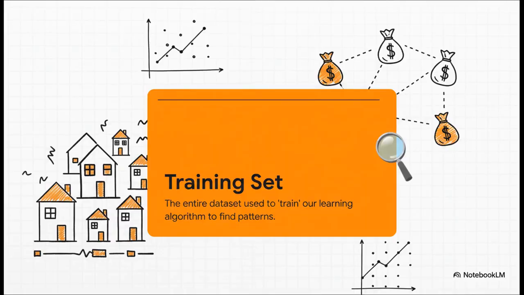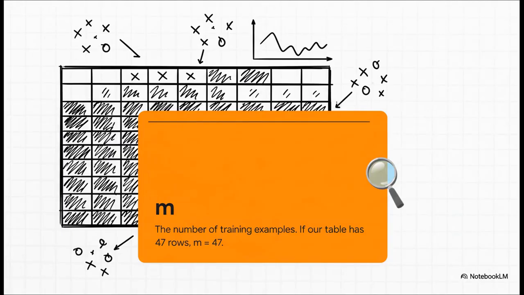This whole collection of data, every single house size and its known price, has a special name. We call it the training set. This is the textbook our algorithm is going to study from to figure out the relationship between size and price. And we use a specific letter, a lowercase m, to represent the total number of examples in our training set. So if our data has, say, 47 rows, then m equals 47.